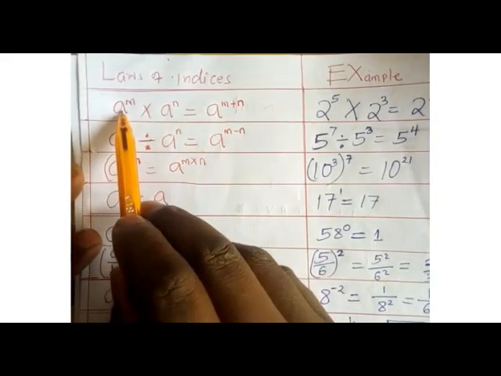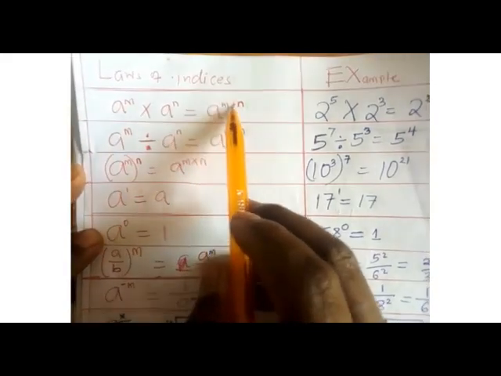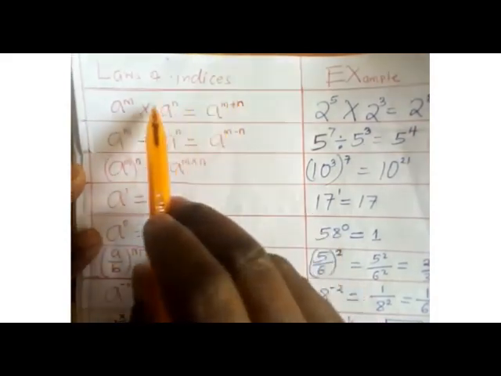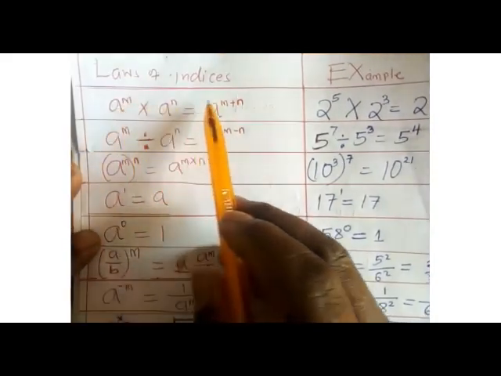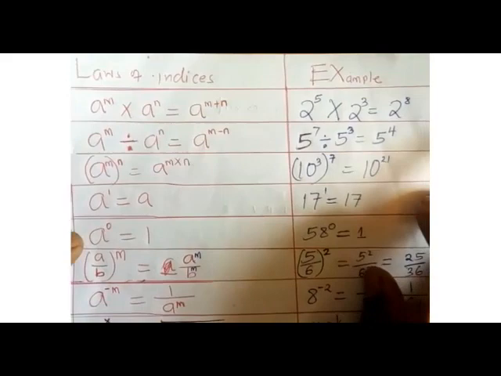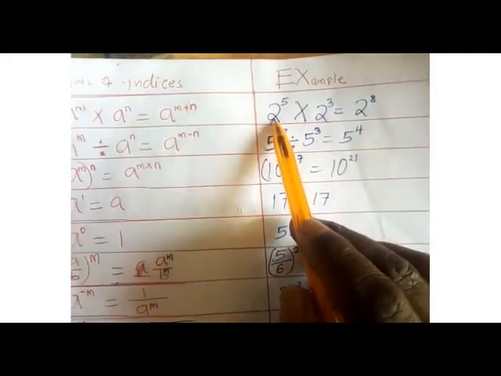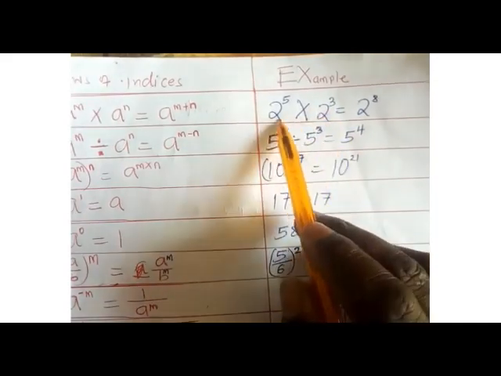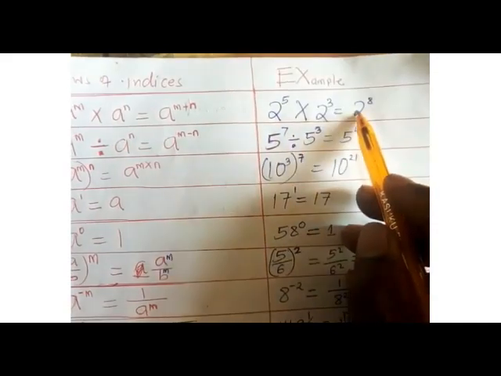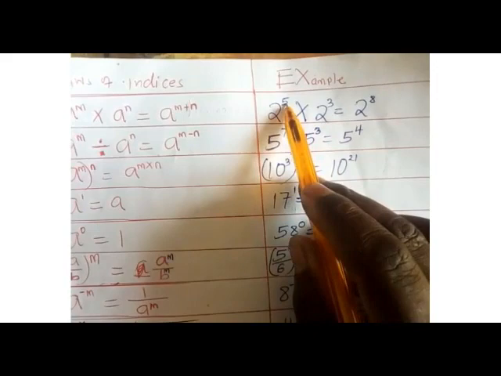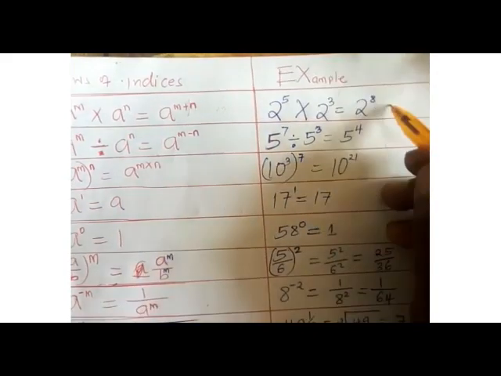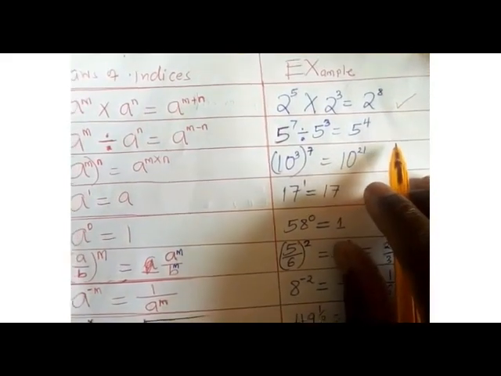What do we do? We take one base, that is a, and then we add the indices or the powers. This one is the index or the power. We add. I've given an example here: 2 raised to power 5 times 2 raised to power 3. The base is the same. We write the base 2, and then the powers we add, 5 plus 3. The answer is 2 raised to power 8, and that is rule number 1.